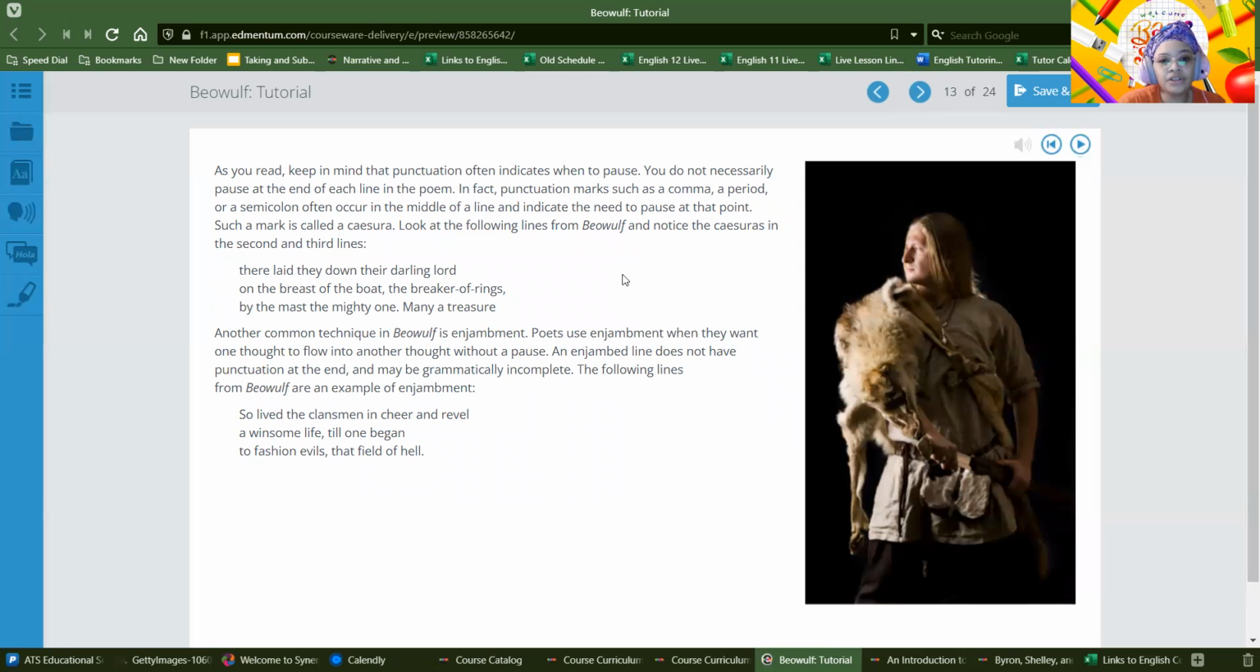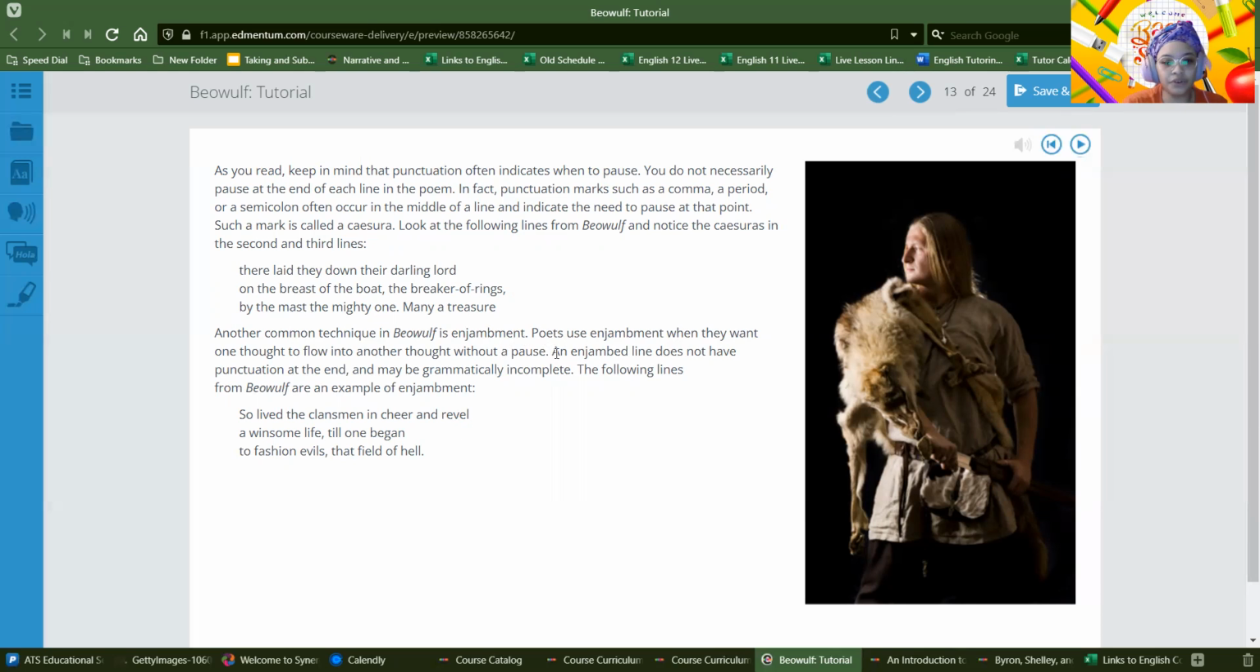So here we have, so lived the clansmen in cheer and revel a winsome life, till one began to fashion evils that field of hell. This is all one single sentence, but they wanted emphasis on these ideas. The clansmen living in cheer and reveling a winsome life till one began. They're separating these ideas by breaking the sentence up into lines. So you actually have to pay attention to each line instead of just sort of glossing over it. And that's why people break up lines in poems, to break up the ideas that are being expressed in each sentence.